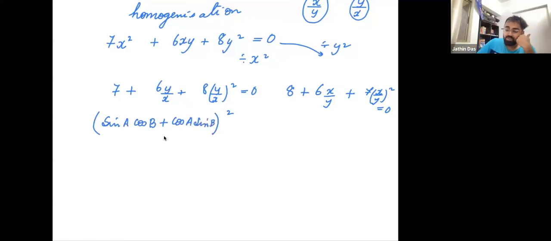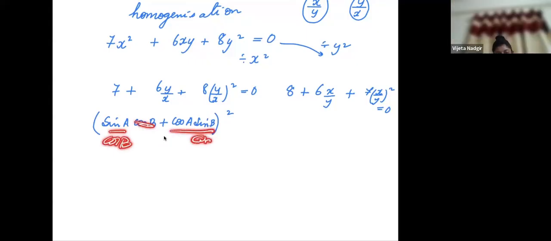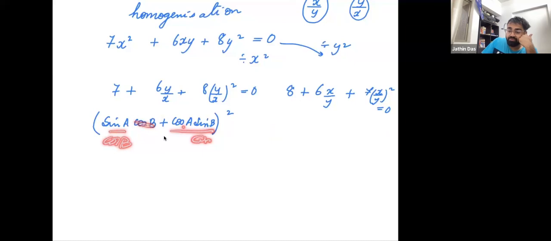Okay. Now you just think, this is basically homogenized only. If I divide it by cos b, it will be like this. Now I have to remove cos a also from here. You remember when we tried to prove tan(a+b)? Sin(a+b), we divided by cos a cos b. Correct? So here I'm dividing and multiplying by cos a cos b.